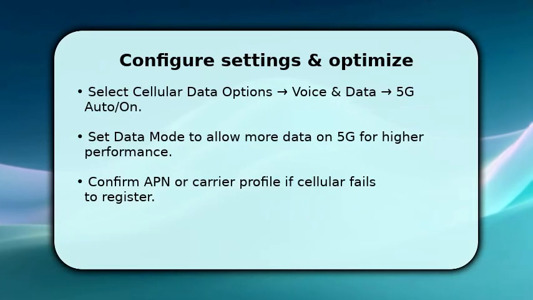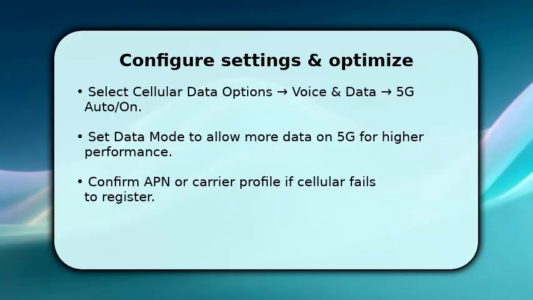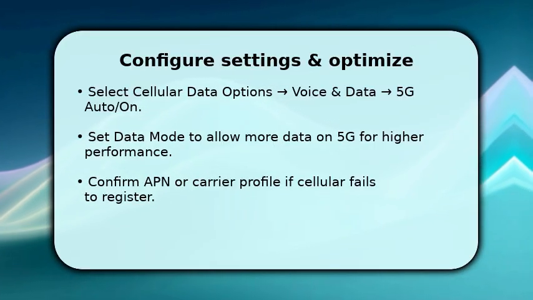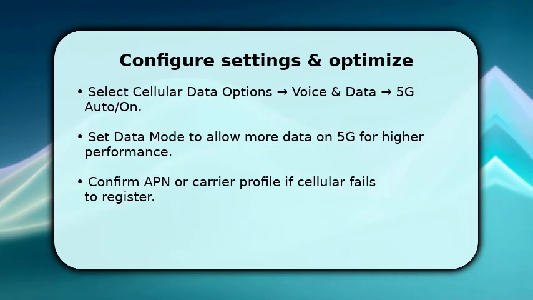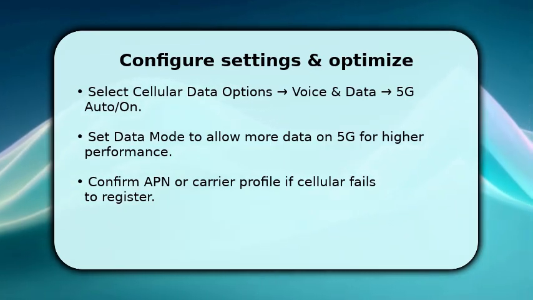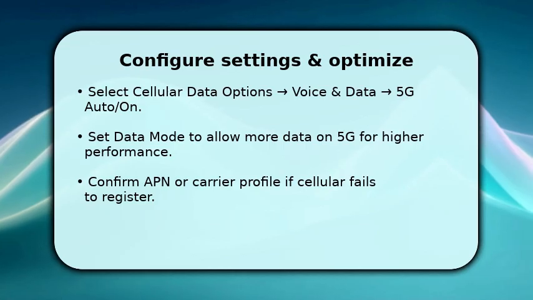Now you configure how your iPad uses 5G. Go to Settings, Cellular, Cellular Data Options, and choose 5G Auto or 5G On depending on battery versus performance needs. Then set data mode to allow more data on 5G so apps can use higher throughput.